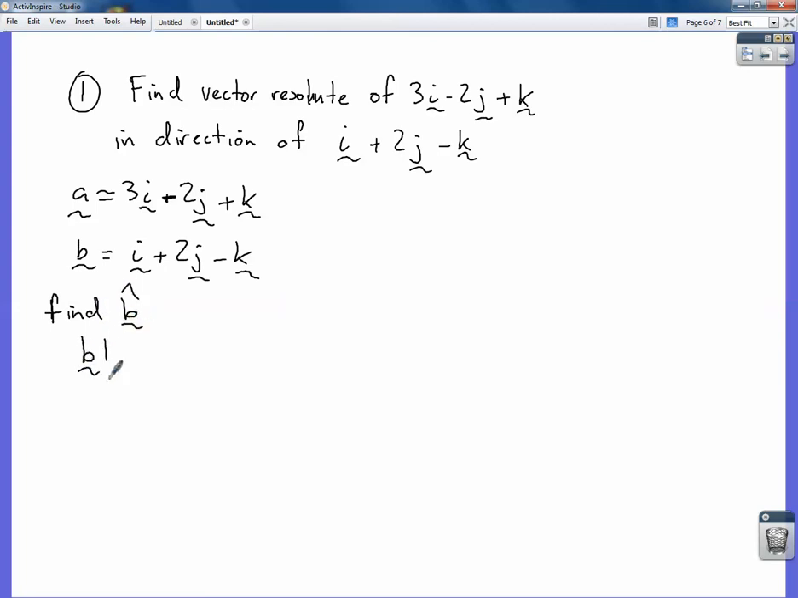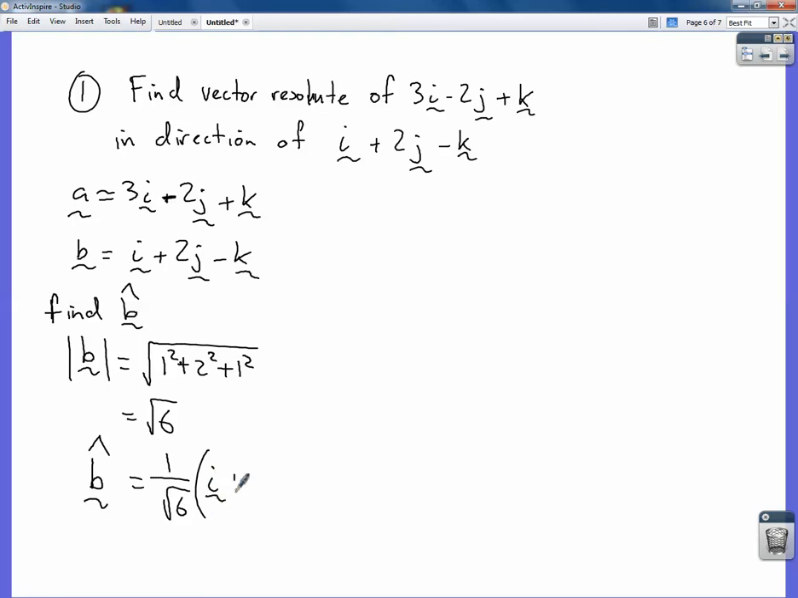We need the magnitude of B, which is going to be 1 squared plus 2 squared plus 1 squared. So that's 4, 5, 6, square root of 6. So the magnitude of B is root 6. So B hat equals 1 over root 6 of i plus 2j minus k. So now we're ready to do our vector resolute, which equals A dot B hat all times B hat.